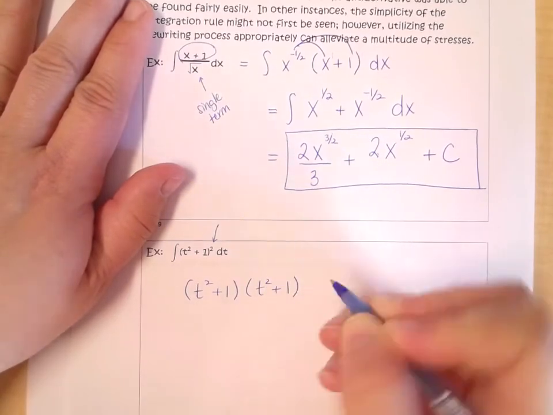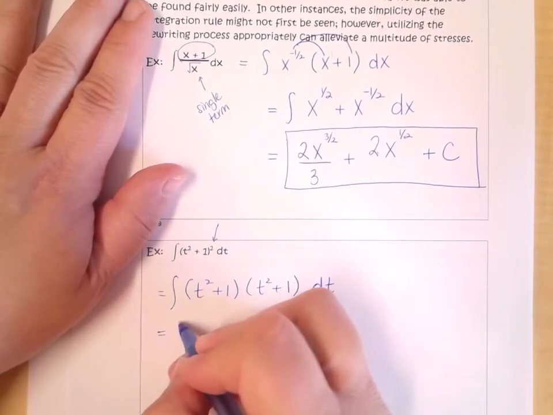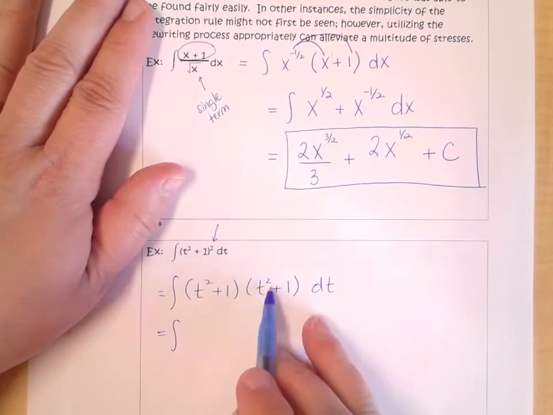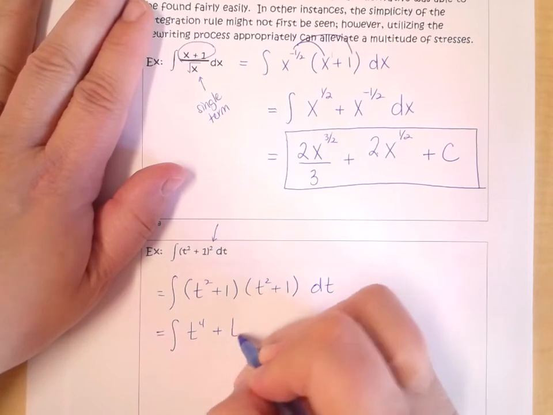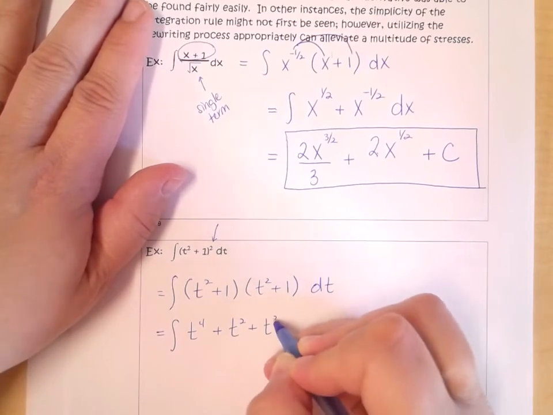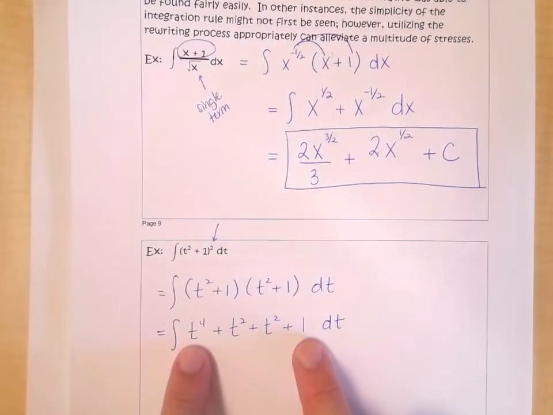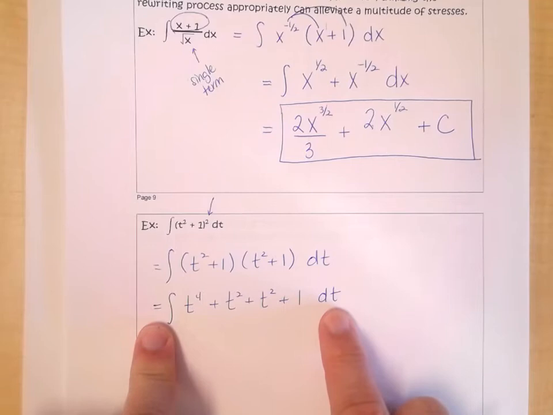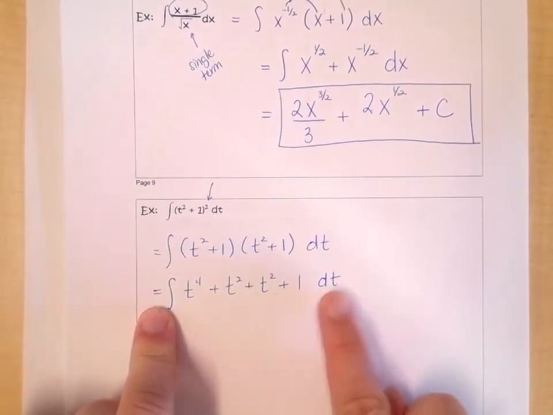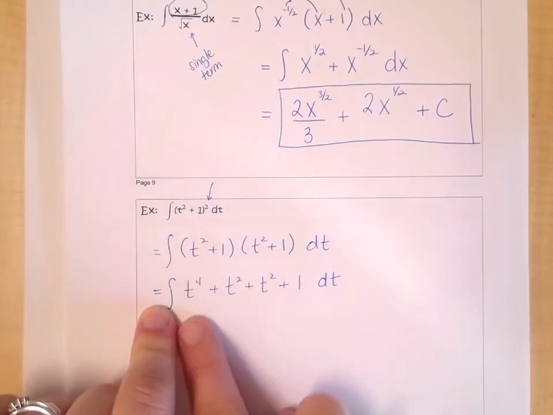I can do this in the integrand symbol. I might as well. T squared plus t squared is t to the 4th. T squared plus 1. T squared plus 1, or times 1. And then 1 times 1. Notice I don't have parentheses around this. I don't really need them all the time. As long as it's boxed in with the integral sign and the dt, I just know that everything is going to be integrated with t being the variable. If that said dx, then we would have a problem. So all these letters need to match.